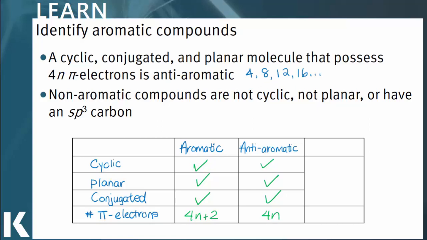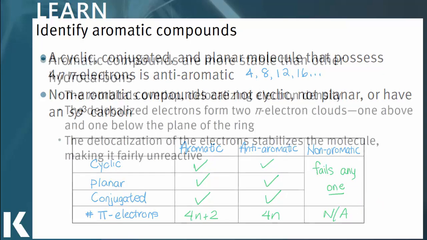Briefly, the reason why anti-aromatic compounds are unstable is because you have a half-filled shell, and often the molecule will rearrange itself to create full shells, hence the instability. With aromatic compounds, 4n plus 2 electrons create full shells of electrons. Finally, a non-aromatic compound will fail any one of the first 3 criteria, and failing any criteria means we don't really need to consider the number of pi electrons.